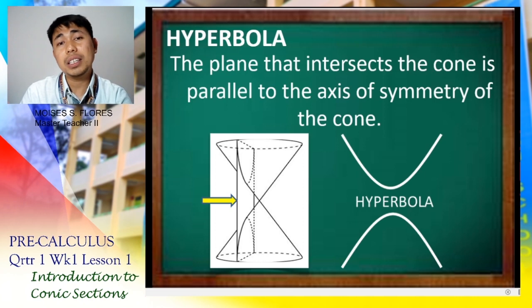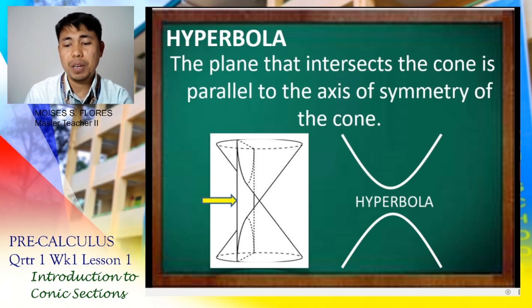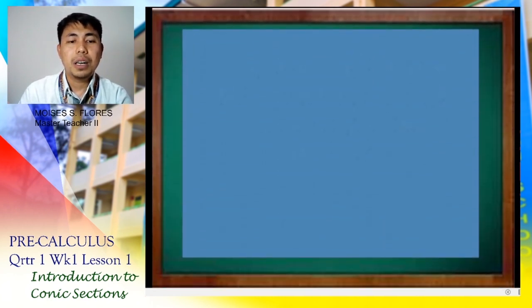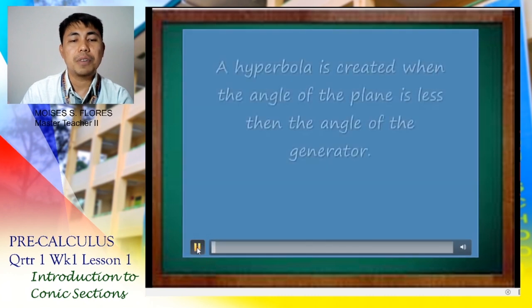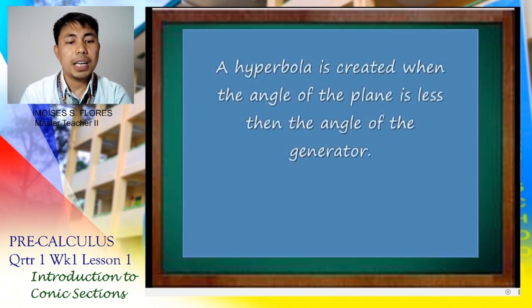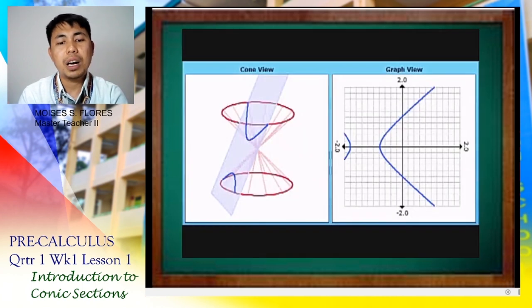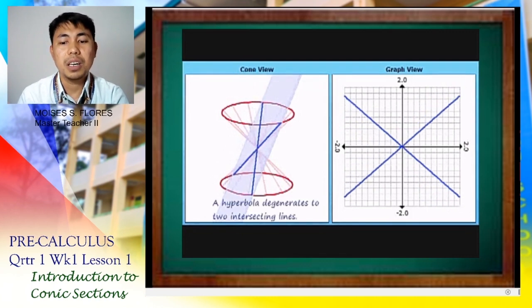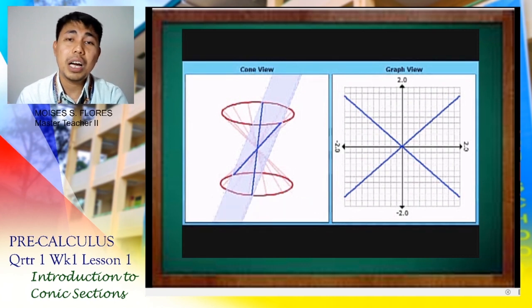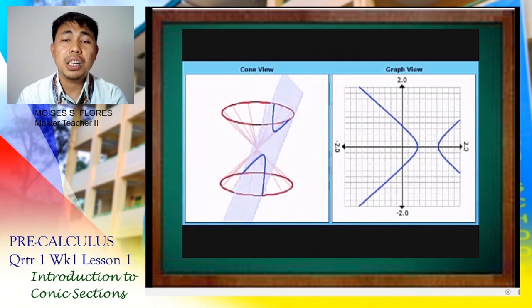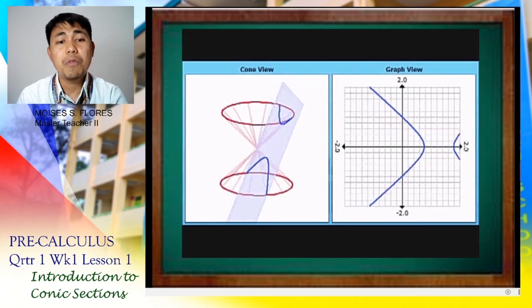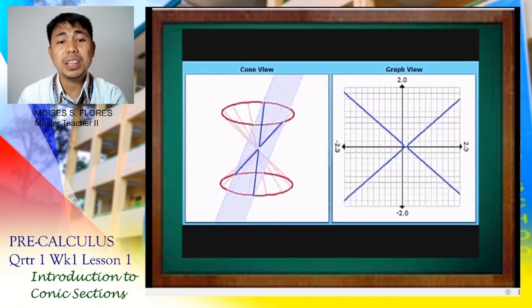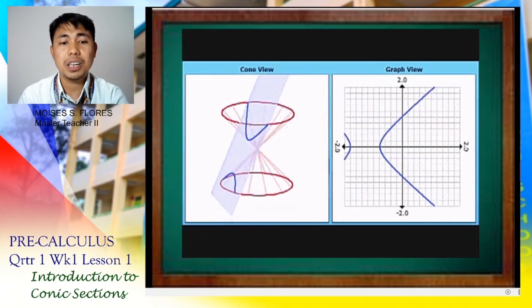We're going to watch another clip for us to further discuss how this hyperbola is formed through the cutting of a plane. So watch this clip again. Now, just like other conics, observe how the hyperbola was formed as the plane moves. Here, the hyperbola degenerates into two intersecting lines. A while ago, the parabola degenerated into one line only, but for the hyperbola, it degenerates into two intersecting lines.